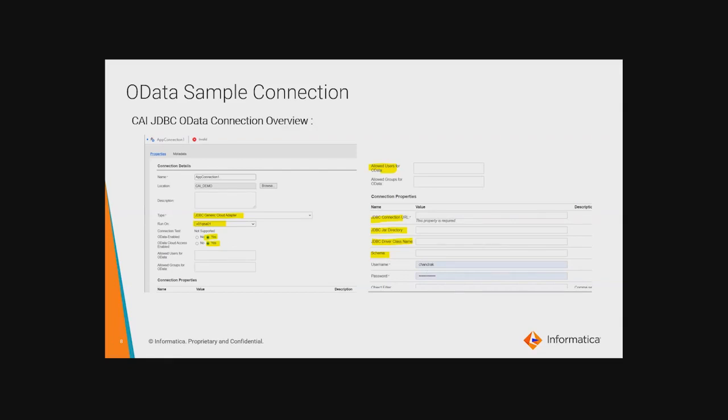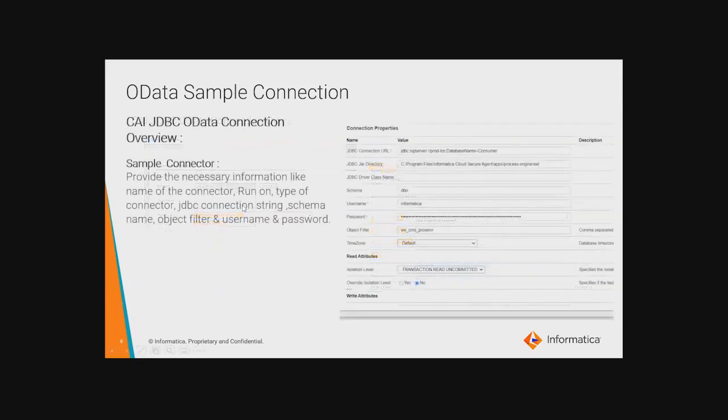Once you configure this, the connection would look similar to this one, with the JDBC URL, database, schema name, the path of the jar file for the particular database, and the schema name filter. So the object filter is nothing but you can give either a specific table name, or multiple table names, or a particular view. In this case, we just provided a view as an example. You can expose data using a view as well as a table.